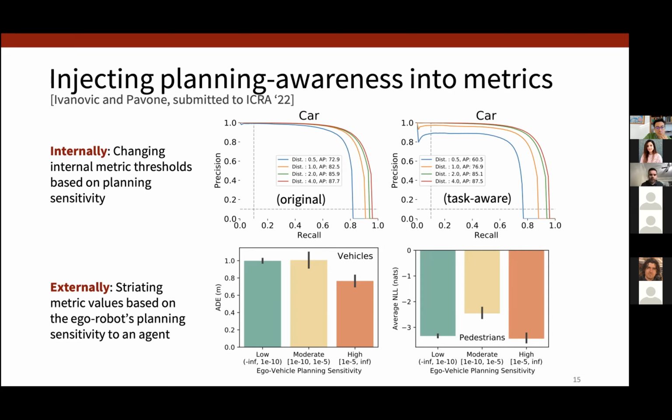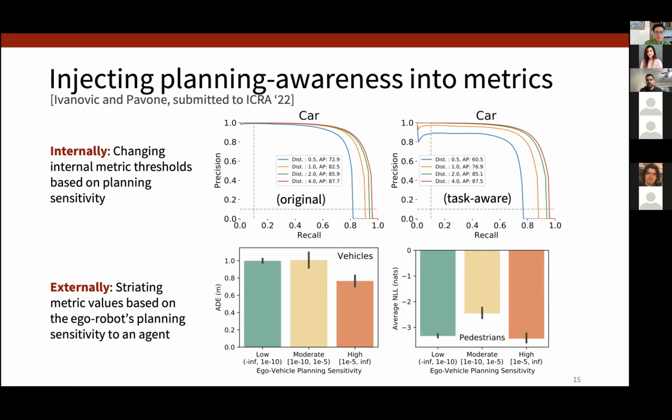So I give an example here of an evaluation of the Trajectron++ model on the nuScenes data set again, but I'm particularly focusing on vehicles and pedestrians from that data set. And we can see, across both displacement error type metrics and something like negative log likelihood, that for vehicles, Trajectron++ achieves its best performance, its lowest error, on highly sensitive agents, which is good. This is what we want to see. And then it achieves its higher error on less planning sensitive agents.